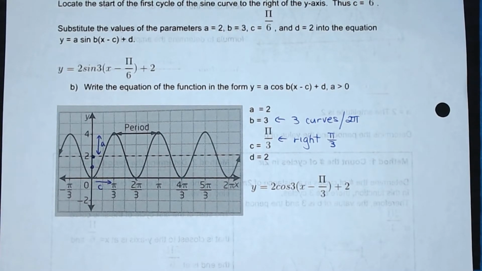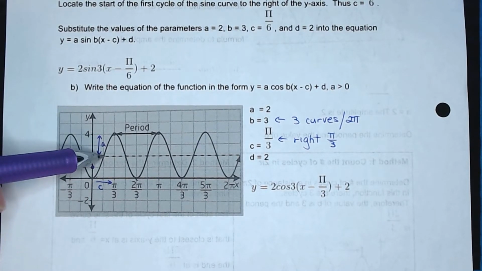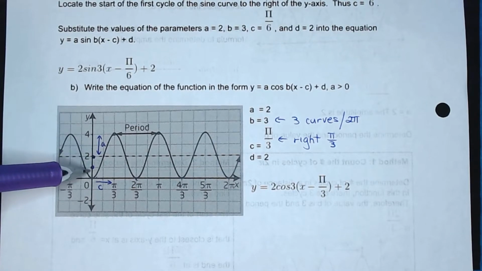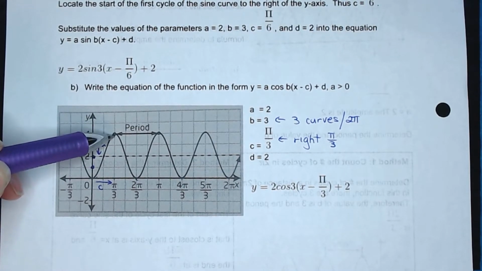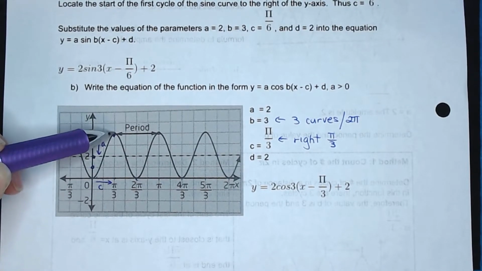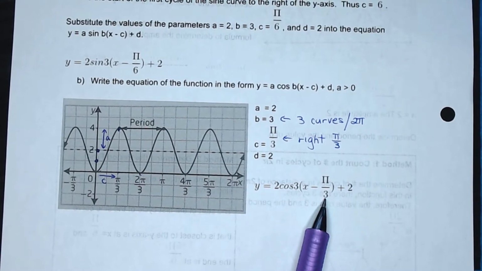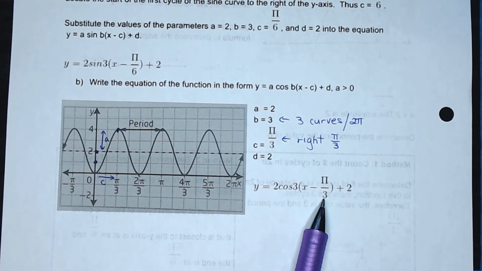The only thing that's changed is that c shift. It's no longer here, which is the start of the sine function, but don't forget that the cosine function starts as a peak. So the peak, which originally would have been at 0, 1, is now at pi over 3, 4. So you're just having a change in that c phase shift to the right.